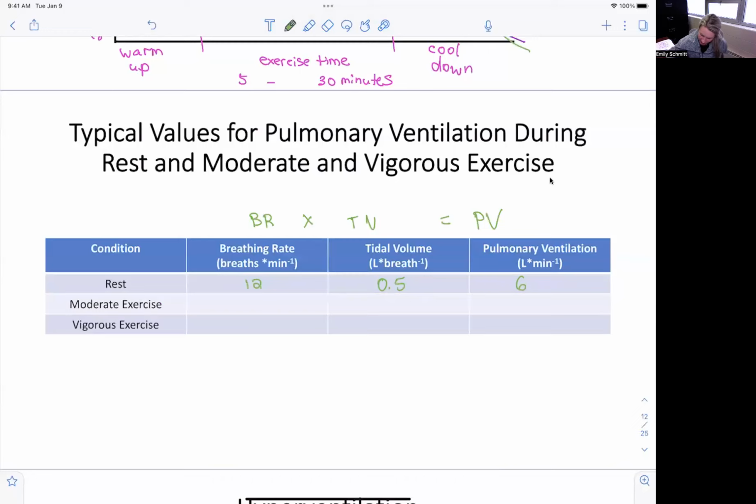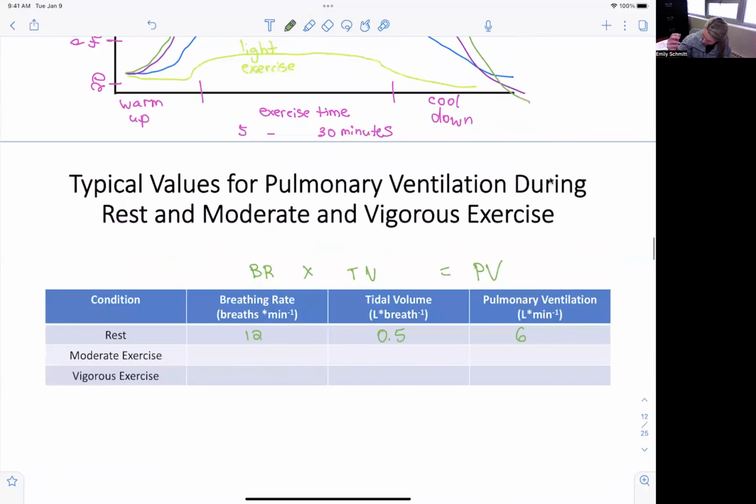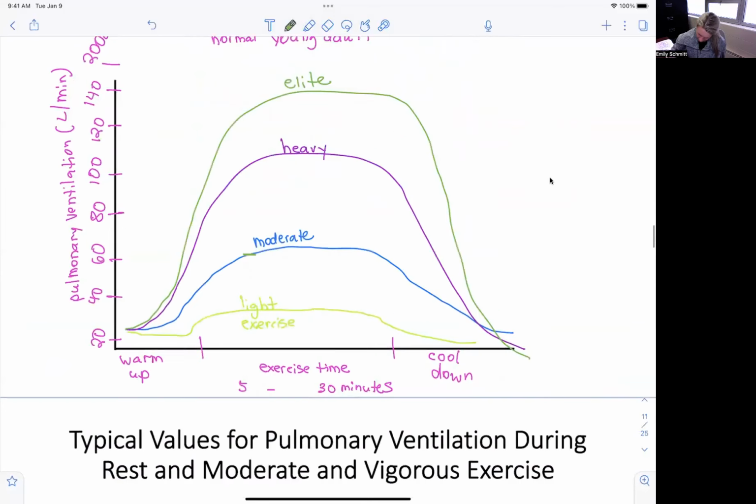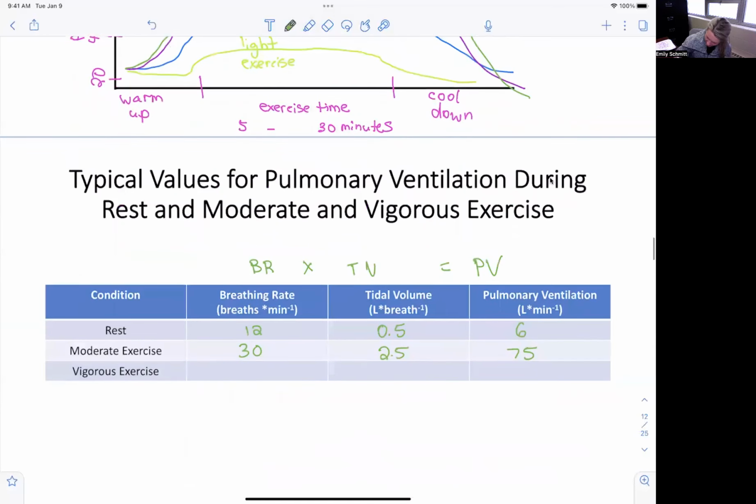Now, during moderate exercise, I have us maybe not quite to scale, tipping up to about 60 or so, but I'm going to put 30 here for this graph. This really, or for this table, this is just to show you sort of the math. Our tidal volume of 2.5, and then that will be, I was right. Oh my goodness, not breathing rate, pulmonary ventilation. Look at that, I was right, 75. Okay, and then let's go to vigorous exercise.